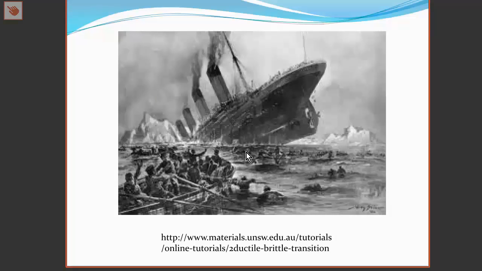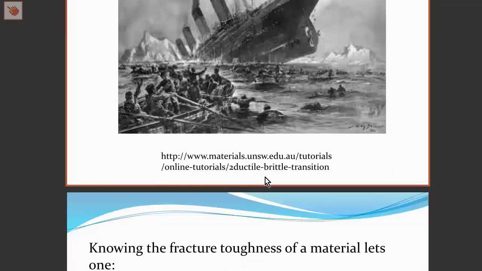It is believed that the composition of the steels used in the construction of the Titanic was such that their ductile to brittle transition was around the -2 degrees centigrade region. So the Titanic, being in icy waters, would have been in such a state that the material would have been brittle and would not have been able to absorb the impact with an iceberg.